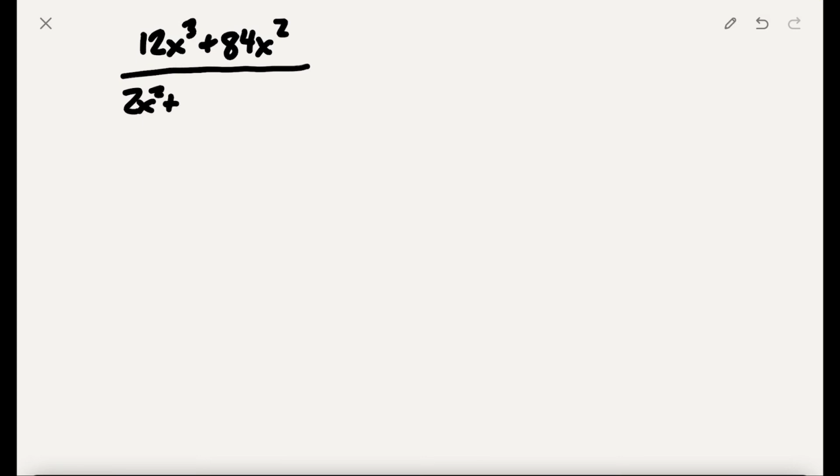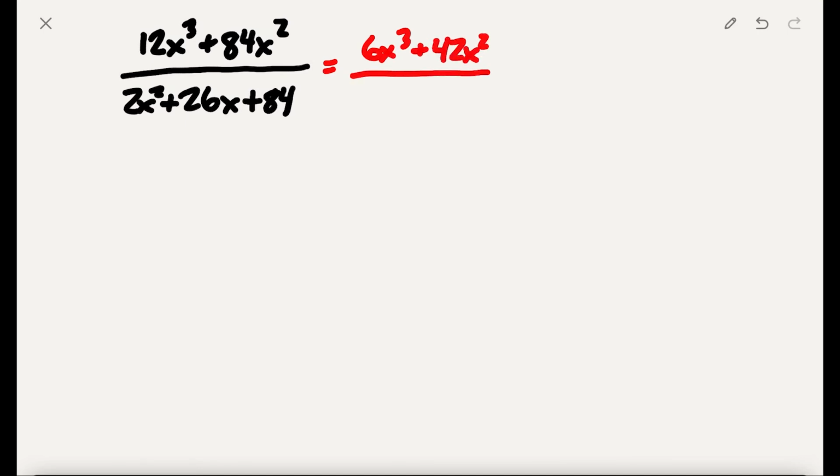So the next one is a little bit more involved. It's going to be 12x to the third plus 84x squared all over 2x squared plus 26x plus 84. All right, first thing I'm going to do is divide the top and the bottom by 2, because I noticed that they're all divisible by 2, every single term on the top and the bottom. So you're going to be left with 6x cubed on top plus 42x squared, all divided by x squared plus 13x plus 42.